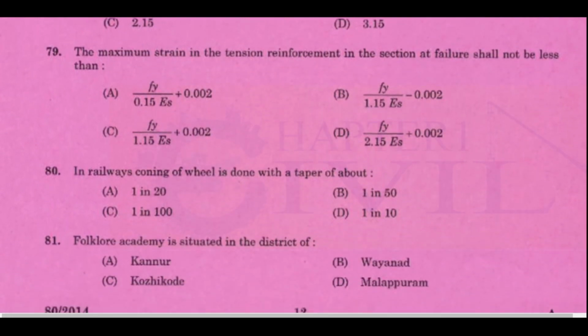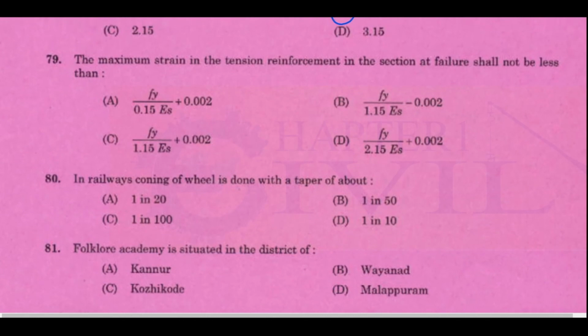Question number 79. The maximum strain in the tension reinforcement in the section at failure shall not be less than Fy by 0.15 ES plus 0.002, Fy by 1.15 ES minus 0.002, Fy by 1.15 ES plus 0.002, Fy by 2.15 ES plus 0.002. It is Fy by 1.15 ES plus 0.002.